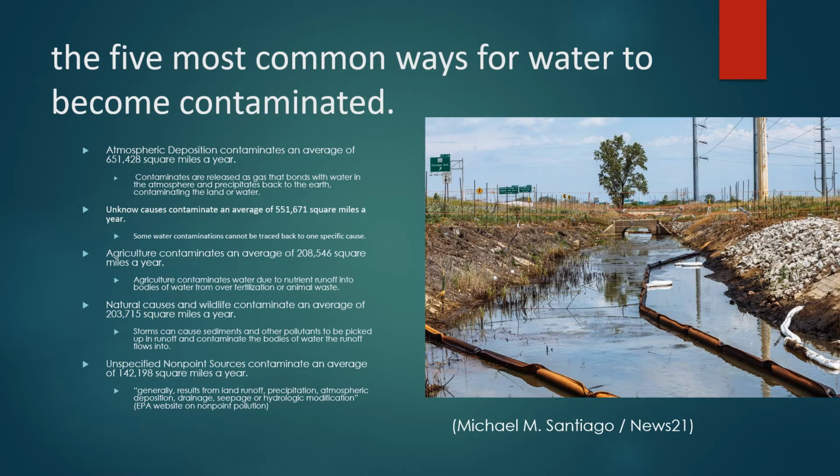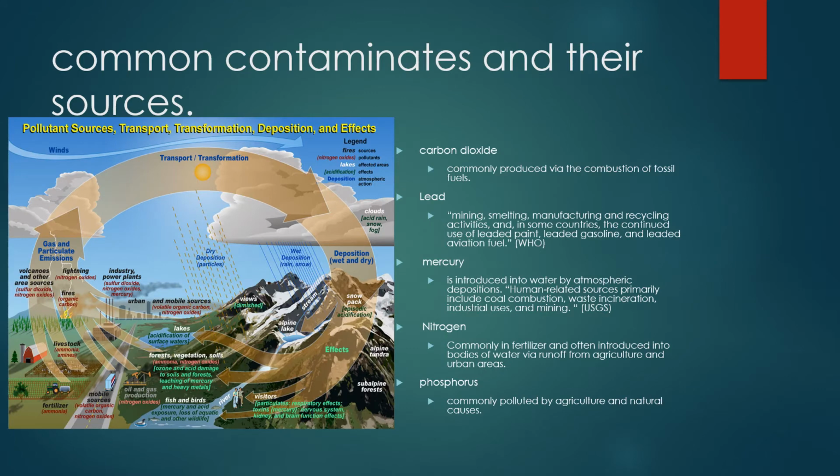Natural causes of wildlife contaminate an average of 203,715 square miles a year. Storms can cause sediments and other pollutants to be picked up in runoff and contaminate the bodies of water that the runoff flows into. And unspecified non-point sources contaminate an average of 142,198 square miles a year. These are generally resulting from land runoff, precipitation, atmospheric deposition, drainage, seepage, or hydraulic modification, and is usually a combination of several of these things.